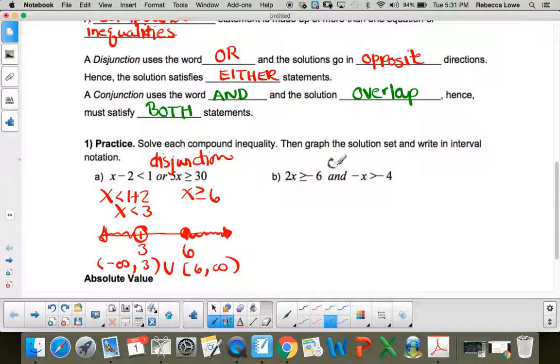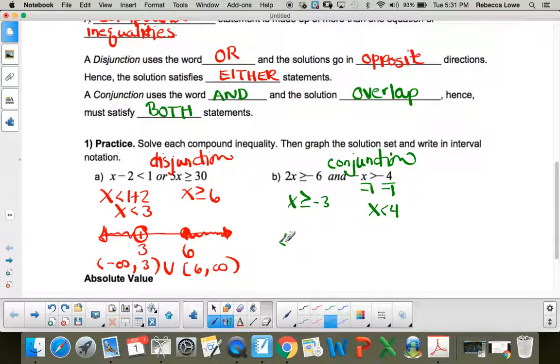Versus B is a conjunction. It has the word and. In order for it to be a solution, it has to satisfy both of these inequalities. So I'm going to solve this first one. You get x is greater than or equal to -3. And this one we have to divide by -1, so the inequality sign flips over. You get x is less than 4.